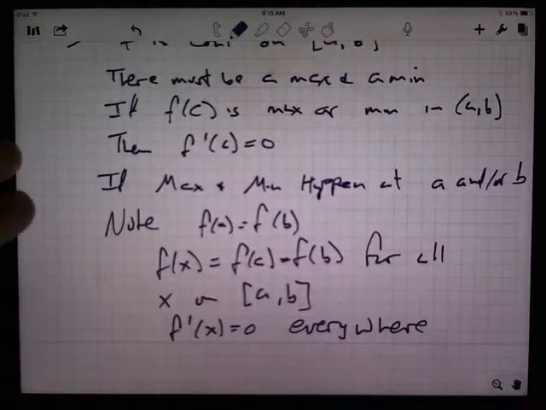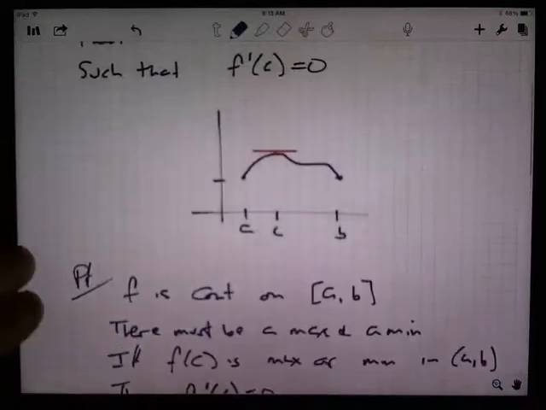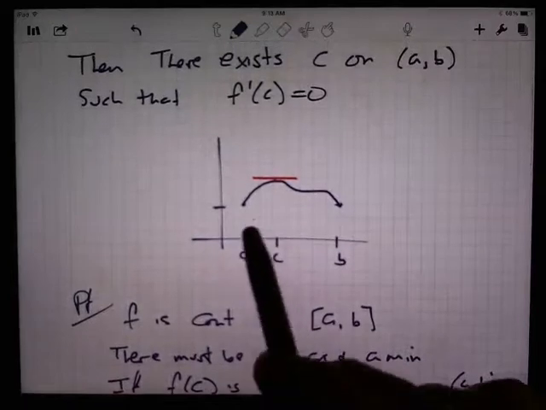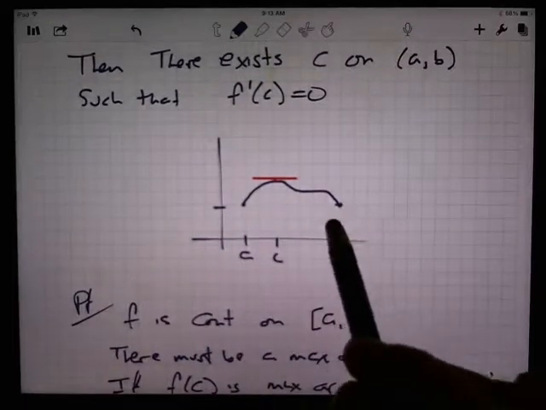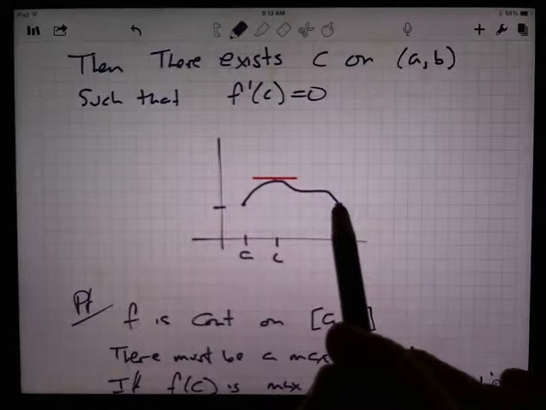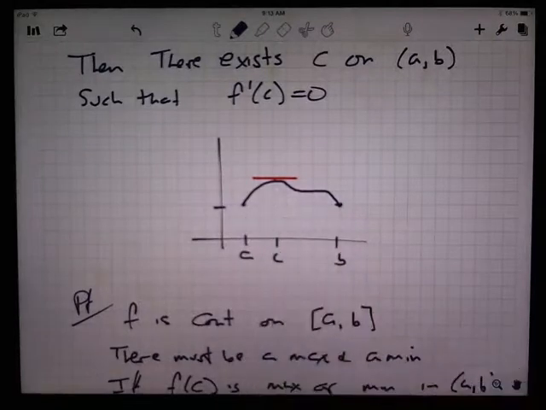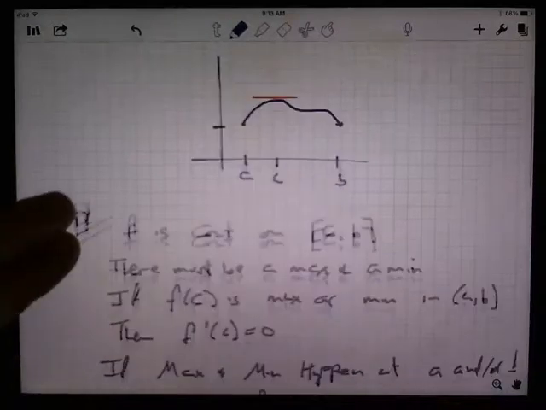So Rolle's theorem: if you have a continuous function that's differentiable everywhere, and the endpoints have the same elevation, f of A equals f of B, then there's got to be a point in the middle where the derivative is equal to 0. Okay.